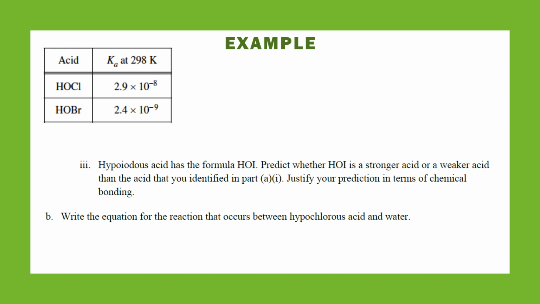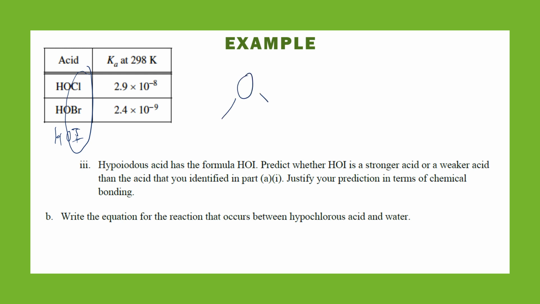Okay, so the next one, hypoiodous acid has the formula HOI. Predict whether HOI is stronger or weaker than the acid and justify your prediction in terms of chemical bonding. So HOI will be weaker than either of those. And the reason for that is because of the electronegativity difference. So notice how these are all halogens in the same group, and if you put them in order, chlorine is the highest up on the periodic table and iodine is the lowest. Chlorine has a greater electronegativity than iodine does.